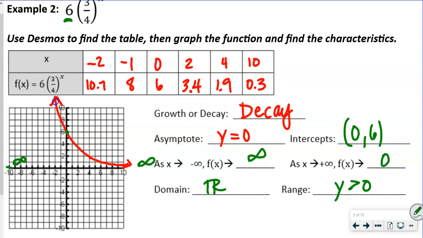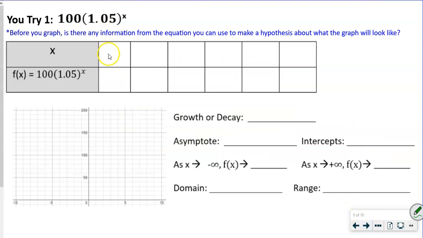Now, our domain is always going to be all real numbers, and our range is going to be y is going to be greater than 0. Okay, so what I'd like you guys to do now is go ahead and do this next problem. Come back to me when you're done.